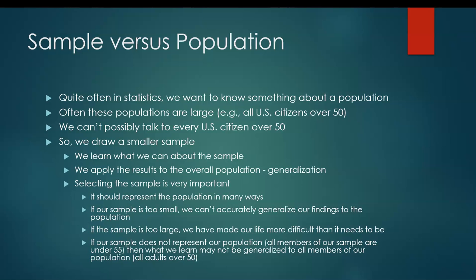So if our sample does not represent our population, for example, all members of our sample are under 55, but we wanted our sample to represent the population of people who are over 50, that's not representative. It's not going to work. What we learn from the sample won't be generalizable to all the members of our population who are all adults over 50. So we've got to make sure that the attributes and characteristics of our sample are the same as our population.